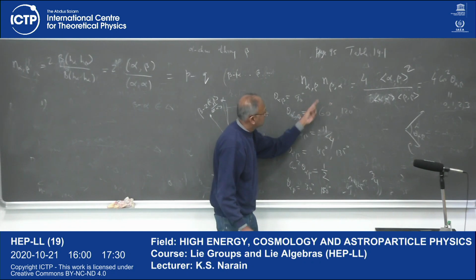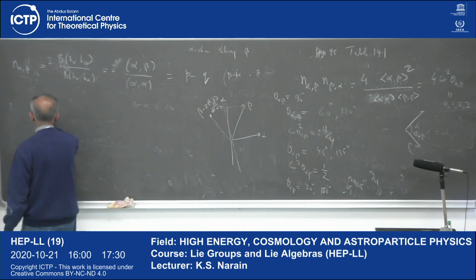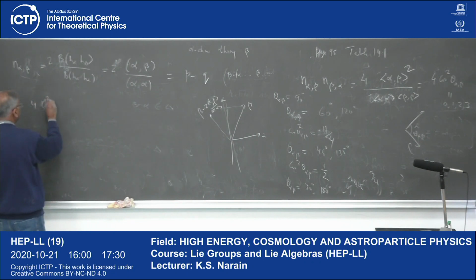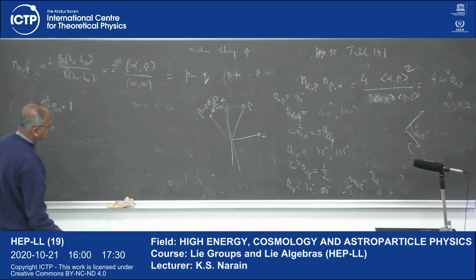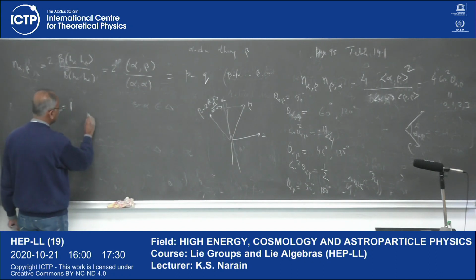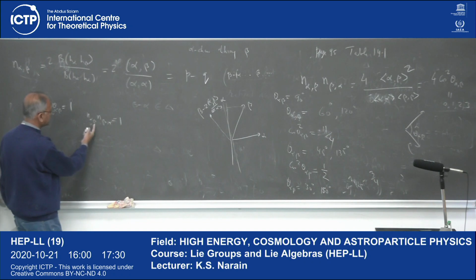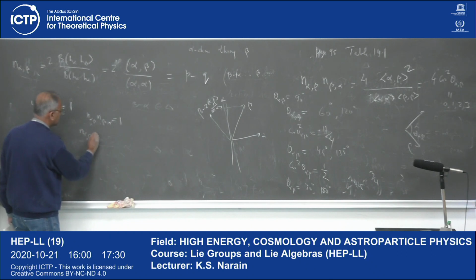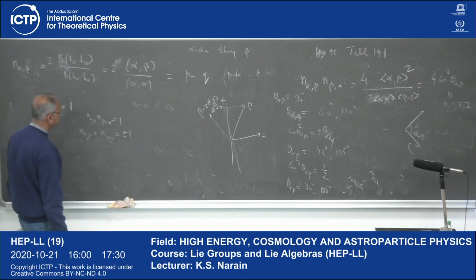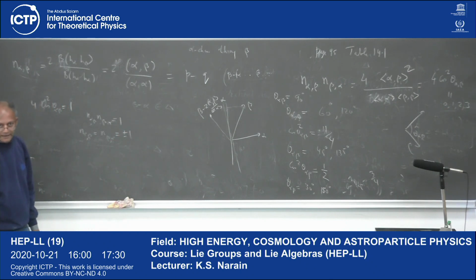So if I take 4 cos square theta alpha beta equal to 1, then that means, of course, n alpha beta times n beta alpha is equal to 1. So what are the possibilities? The only possibility here is that both n alpha beta and n beta alpha are equal to plus or minus 1, right? That's the only possibility.